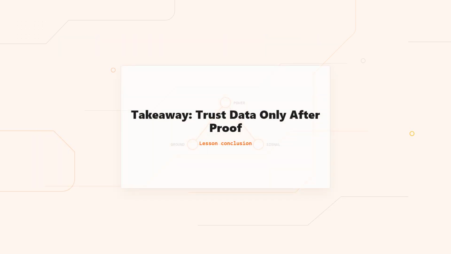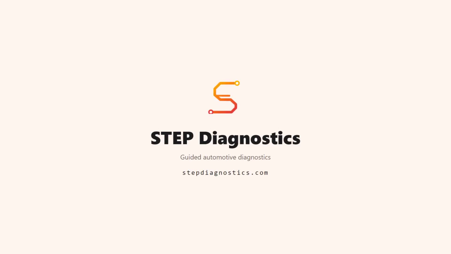CAN reported data is only as trustworthy as the entire input, circuit, and logic path. Always confirm with direct measurement and reproduce the exact conditions before trusting or acting on a SCAN tool value. You've just learned how to diagnose CAN data mismatches by combining SCAN tool evidence with real measurements and system logic. Keep applying these methods for accurate, repeatable diagnostics.